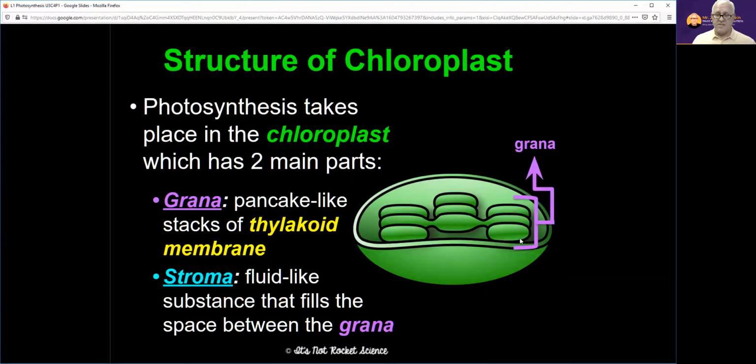So you've got the grana. You should draw this in your notes. There may be an illustration on the bottom of page 24 for you to highlight this. You've got the grana, which are these little pancake-like stacks. You've got the thylakoid membrane, which surrounds the grana. Then you have the stroma, which is a fluid-like substance that fills the space. Remember, whenever there's fluid inside of one of these organelles, that fluid is also allowing things to transfer in and out and move around inside that organelle. And it gives it some structure.